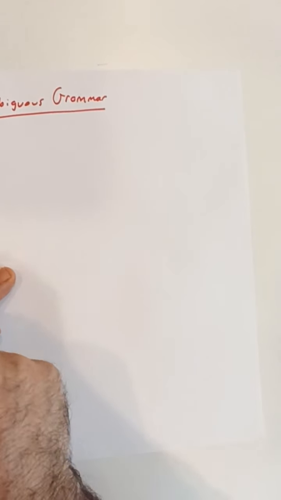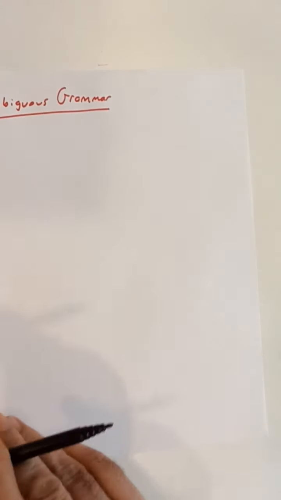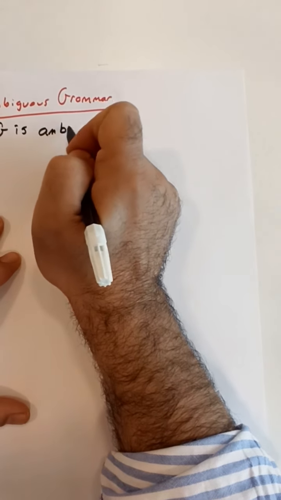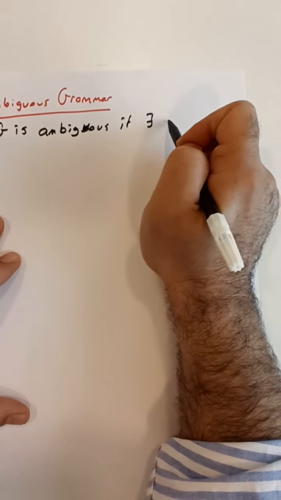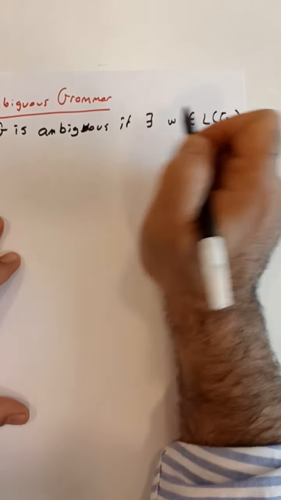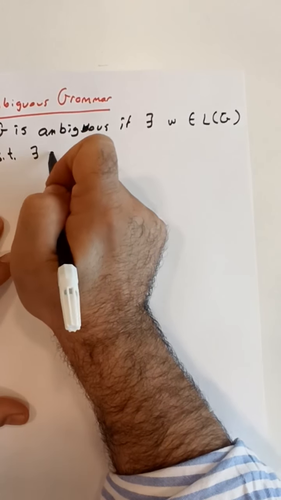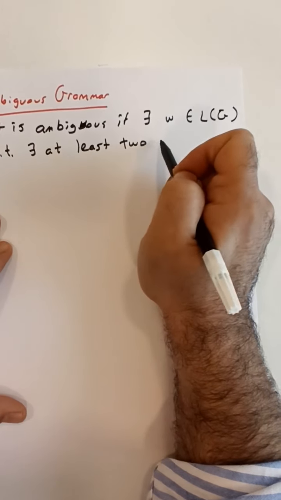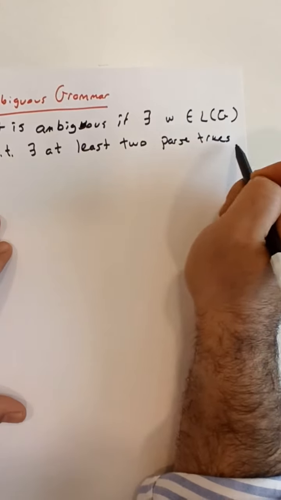A grammar G is ambiguous if there is some string inside the language of the grammar so that there exists more than one parse tree for that string. So a grammar G is ambiguous if there exists a string w in the language of the grammar such that there exists at least two different parse trees.